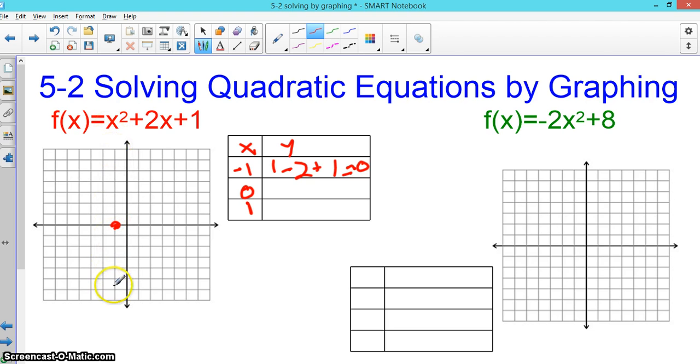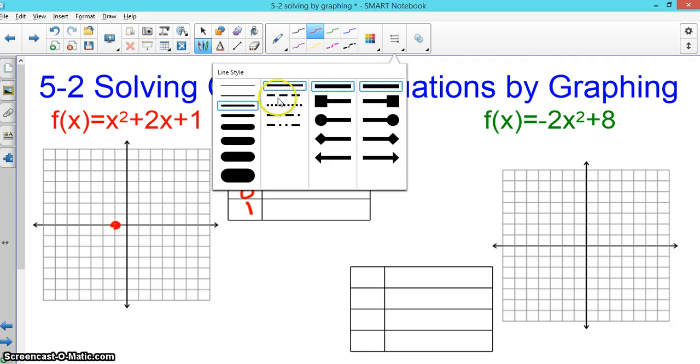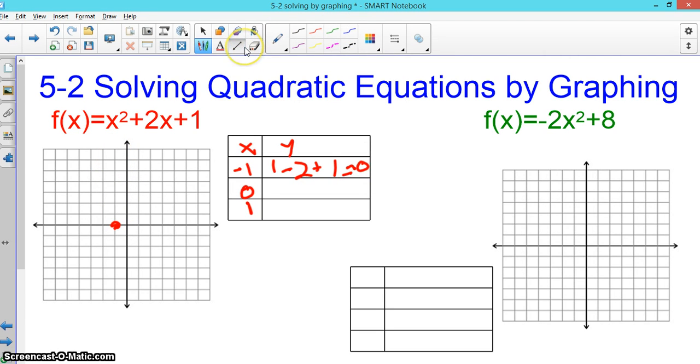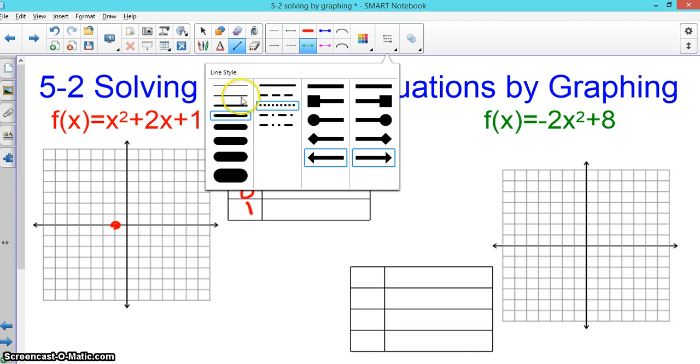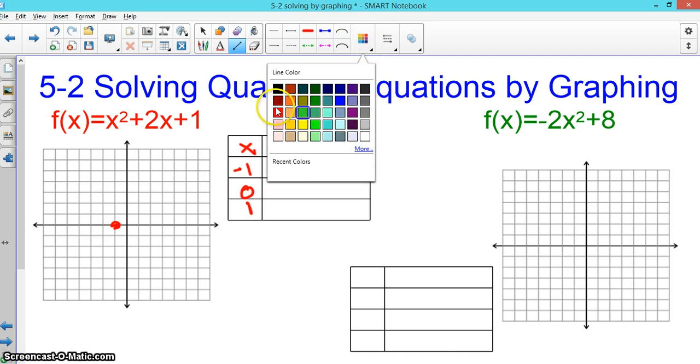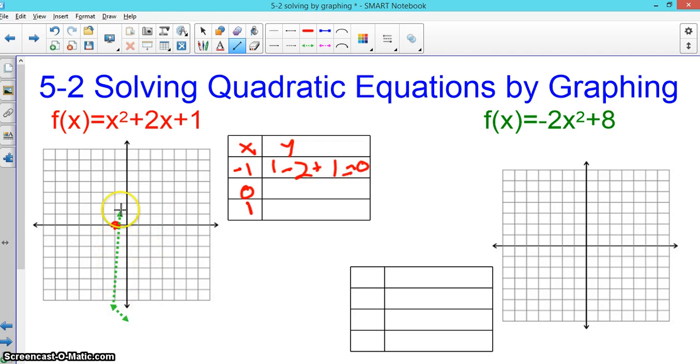Alright, and since we have this line of symmetry right here, in fact I should draw it in, I only really have to do one side. Oops, that is not the straight line tool. I want this guy. Okay, so I only really have to do one side.